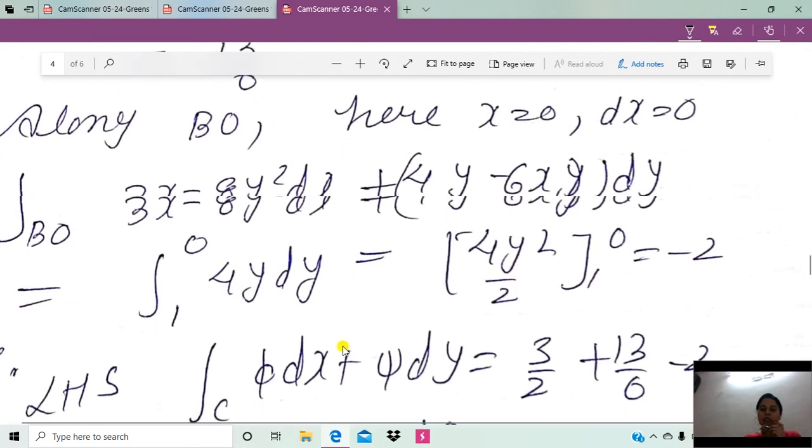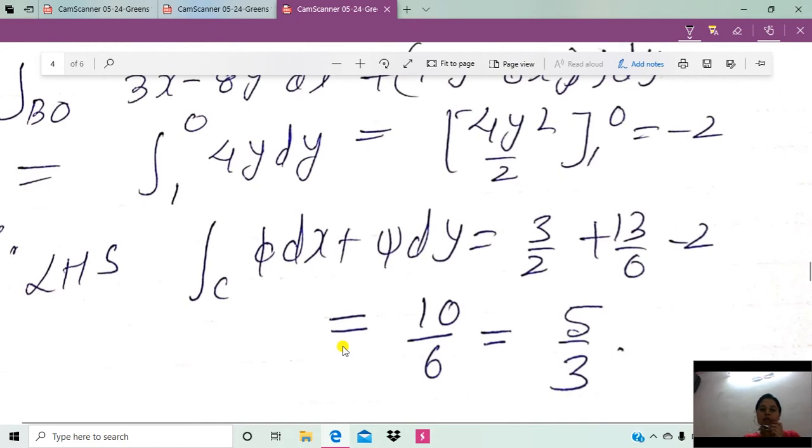Therefore the whole left hand side along the triangular curve, the integration of phi dx plus psi dy will be integration along OA, along AB and along BO. So the values were 3 by 2 plus 13 by 6 minus 2, which is equal to 10 by 6, and finally the value of left hand side is 5 by 3. So this is our left hand side, which is equal to the single integration of phi dx plus psi dy along the given curve. Our left hand side is equal to 5 by 3.